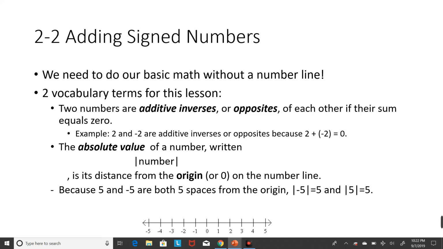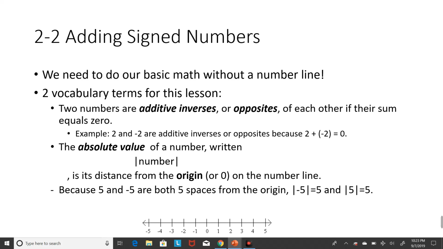Okay, adding signed numbers. So we need to do our basic math without a number line. Many of you might already be able to do this. We have 2 vocabulary terms for this lesson in section 2. The first is that 2 numbers are additive inverses or opposites of each other if their sum equals 0. 2 and negative 2 are additive inverses or opposites because 2 plus negative 2 equals 0.